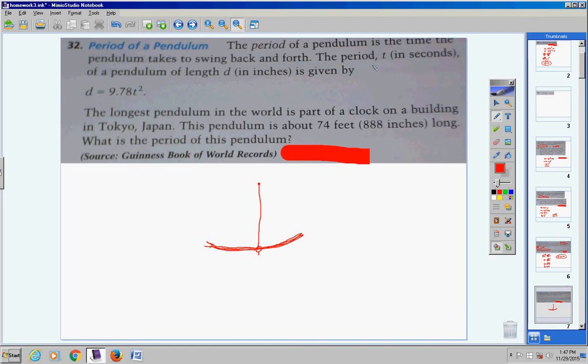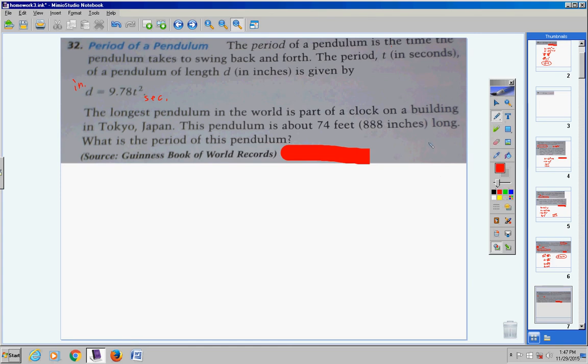Now, the period t in seconds is modeled by this, where the length of the pendulum is l. It's got to be in inches. Let's label that real quick. l's got to be in inches, and t's got to be in seconds. Okay, now, so the longer the pendulum or the shorter the pendulum influences the period, how long it takes the pendulum to go from here to here and back again. Alright, so the longest pendulum in the world is in Tokyo, Japan.